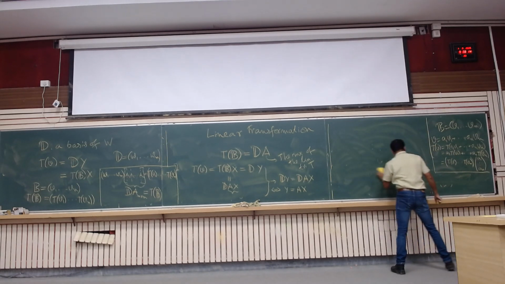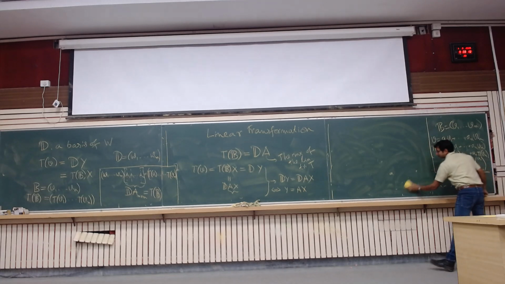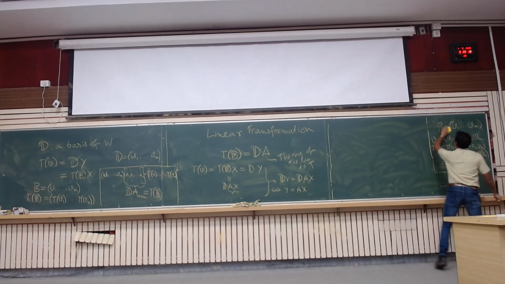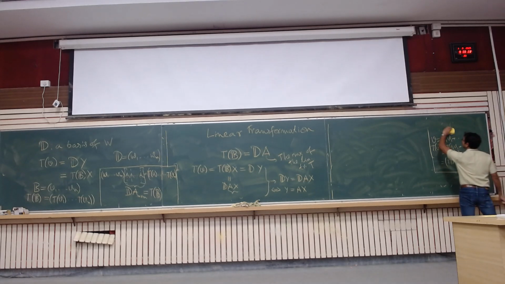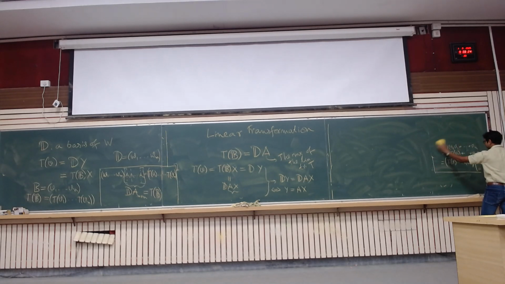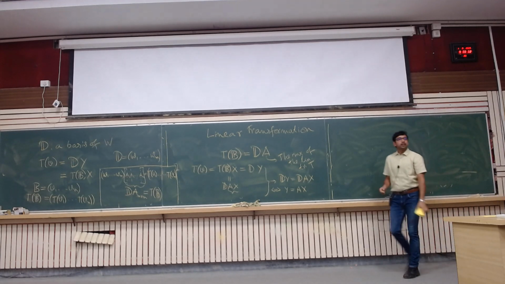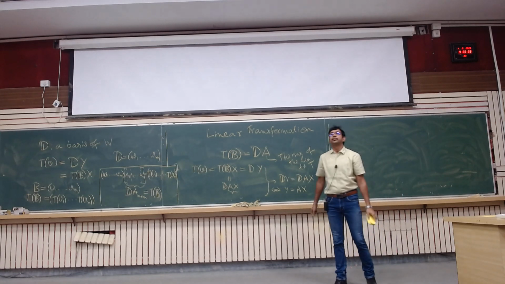So till now, let's recall what we have done. We defined what is a linear transformation, we defined what are coordinates, what is the matrix of a linear transformation, what is an isomorphism. Nothing else so far. Is everyone okay?